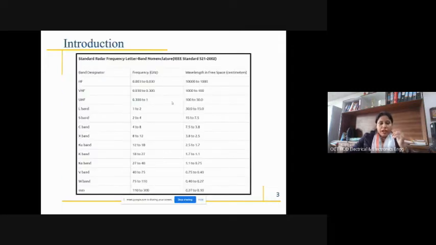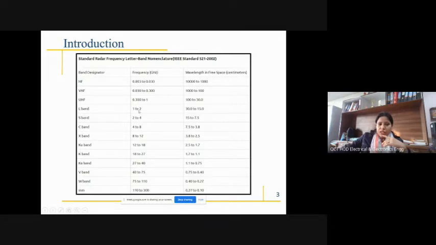Before moving ahead, I think you all must know about radio frequencies. As I am talking about radio frequency interference, microwaves are waves having a very high frequency range from 300 megahertz to 300 gigahertz. As per IEEE standards, various bands are defined for these frequencies. My work is particularly on three bands: L band, S band, and C band. L band is from 1 to 2 gigahertz, S band is from 2 to 4 gigahertz, and C band is from 4 to 8 gigahertz.